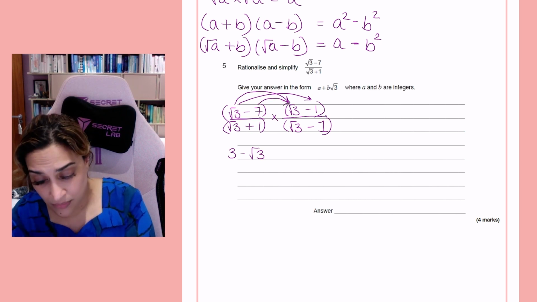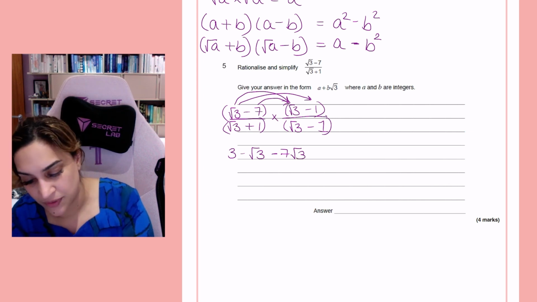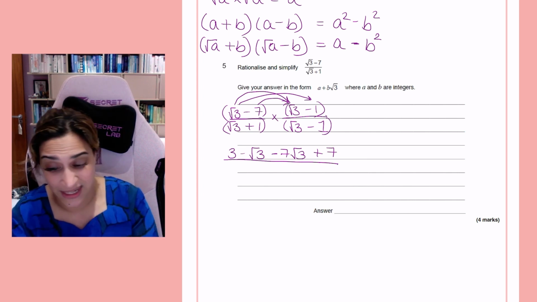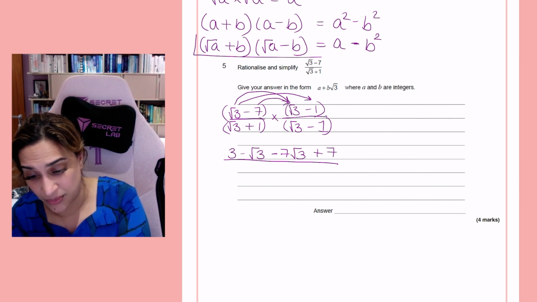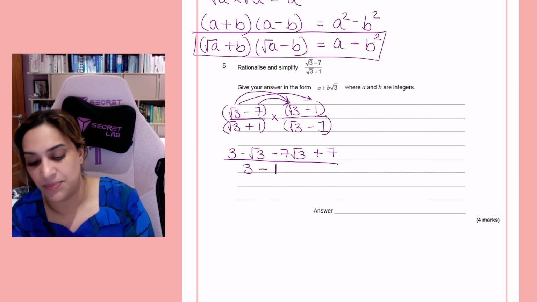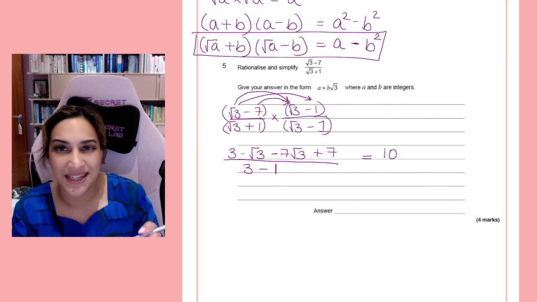7 times root 3, so minus 7 root 3. Minus 7 times minus 1 to give us plus 7, all over root 3 times root 3. Now this is the difference of two squares. So looking at this example here, that's going to give us 3 minus 1. Right, let's simplify everything. 3 plus 7 gives us 10.